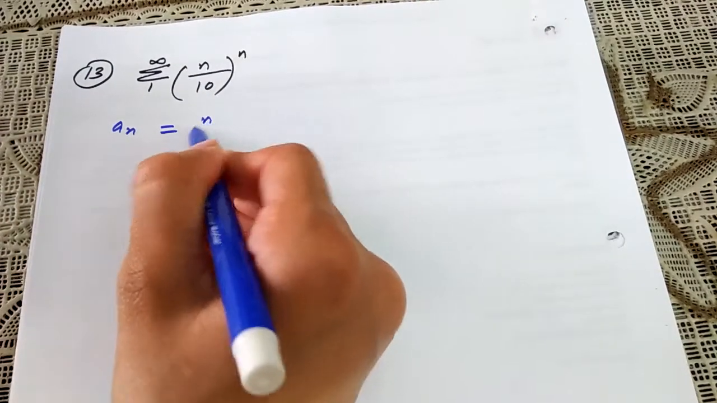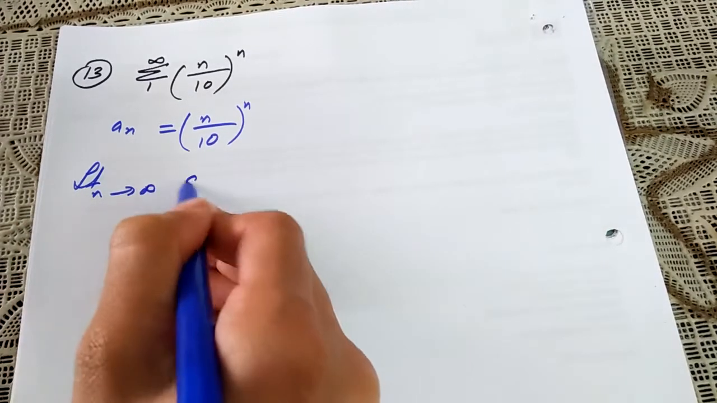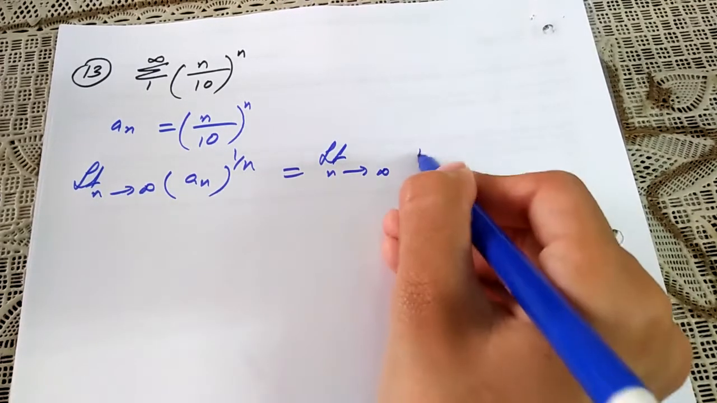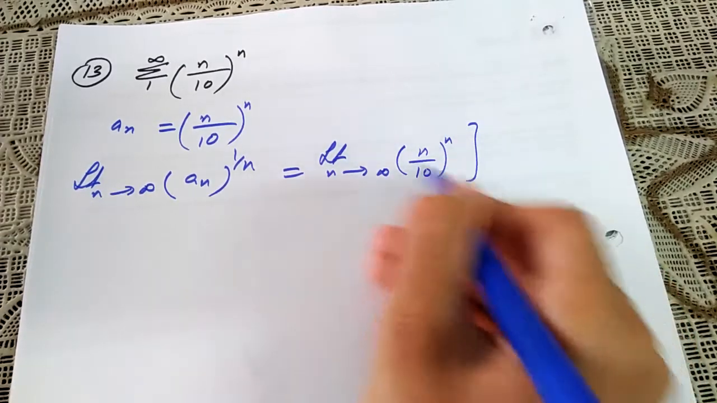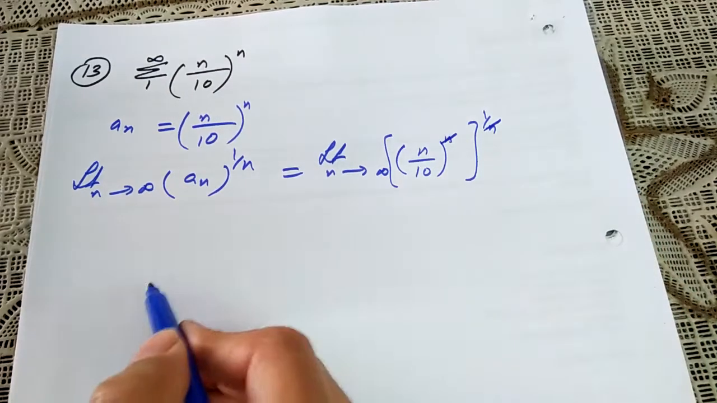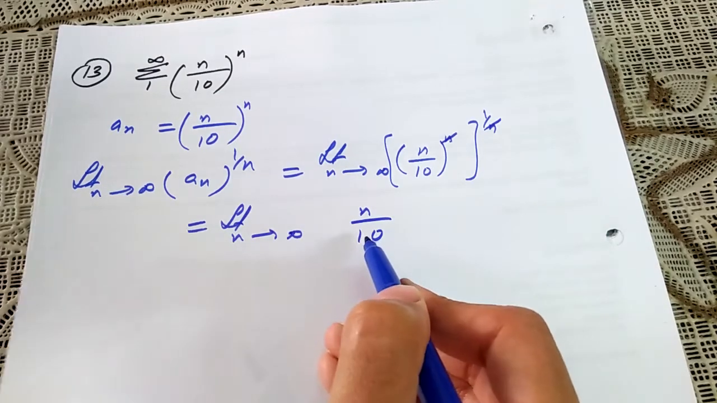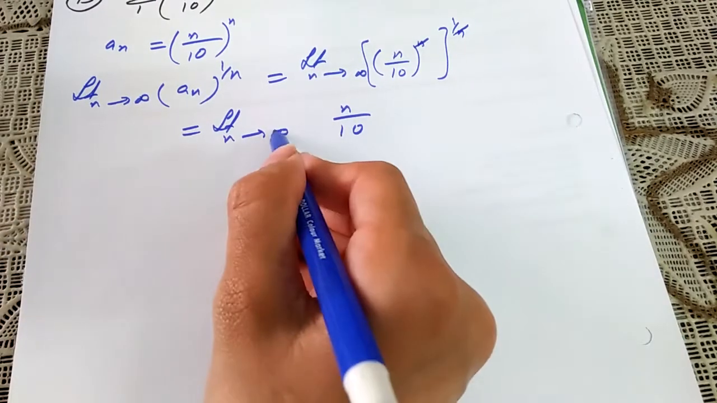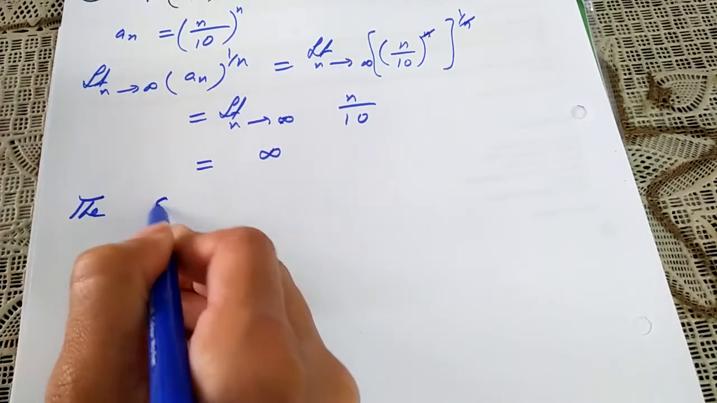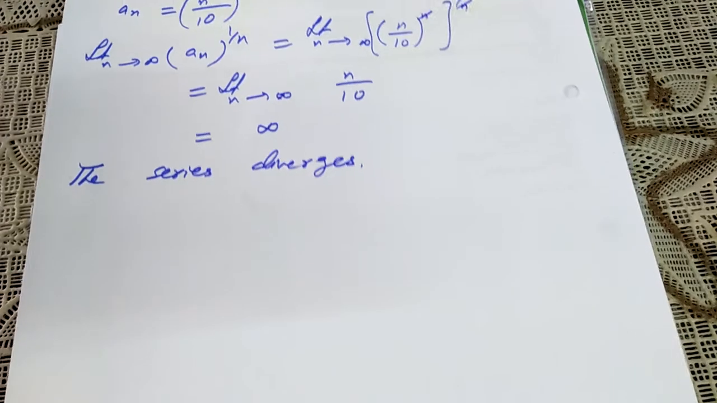The a_n term is n over 10 raised to power n, and we take the limit as n approaches infinity of a_n whole power 1 over n. This will give you the limit as n approaches infinity of (n over 10 raised to power n) whole raised to power 1 over n, using the formula power 1 over n. This n multiplied by 1 over n will cancel out. You will get the limit as n approaches infinity of n over 10. This cannot be further simplified, so apply the limit here. You will get an undefined answer. So the series diverges by using the Cauchy's root test.